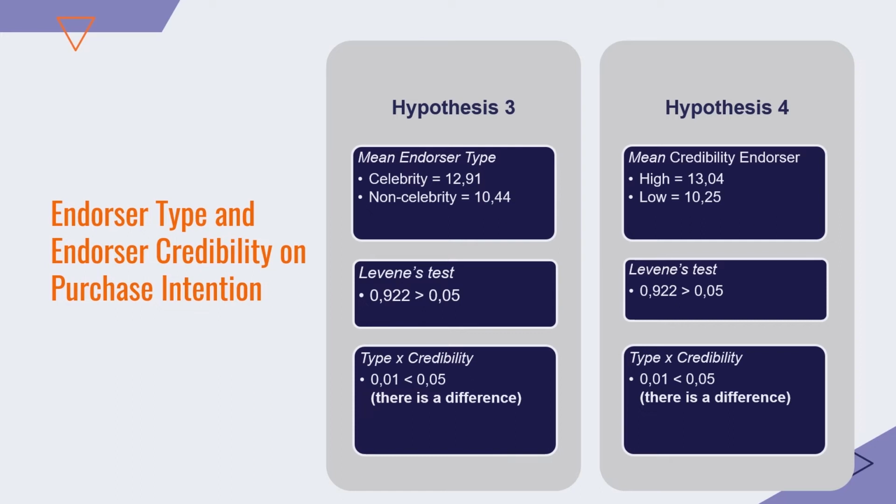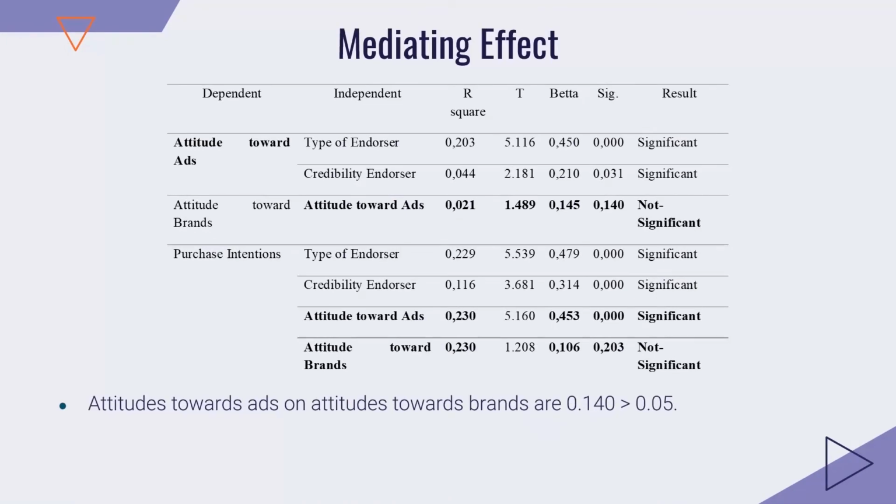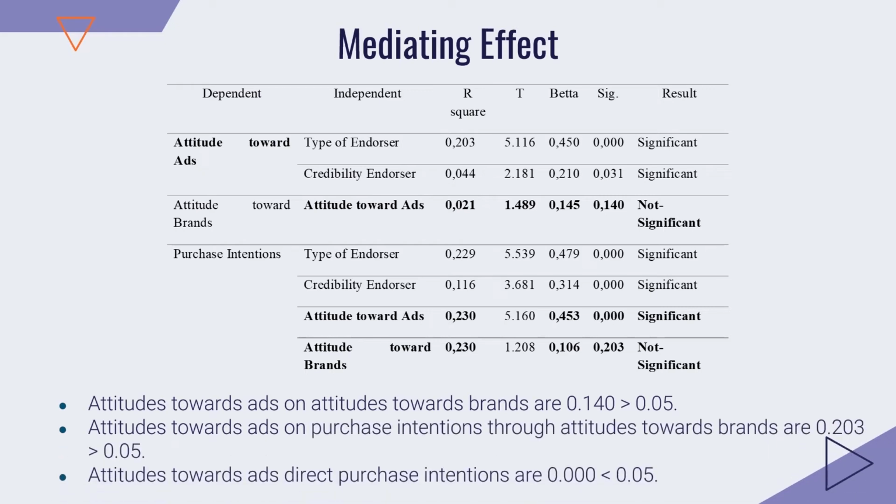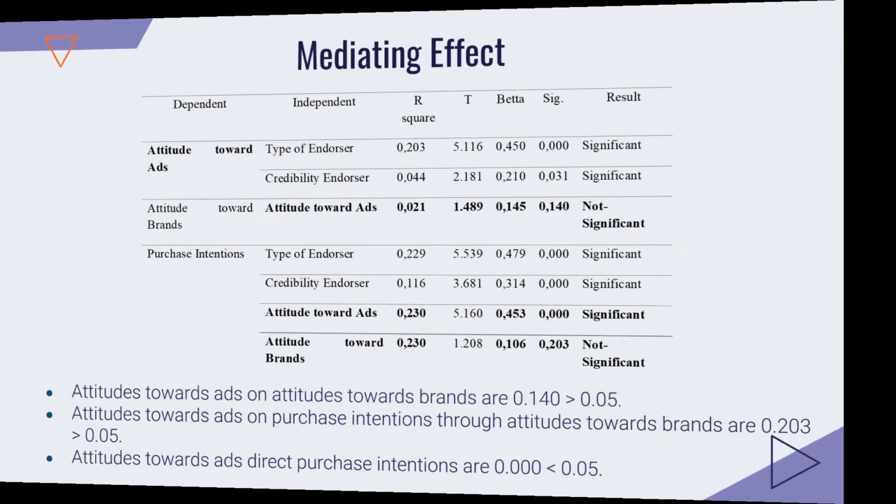The t-test value of endorser credibility is 0.01, which is lower than 0.05. That means there is an average difference in purchase intention between the group of participants who were treated with high credibility and low credibility. Mediating effect, or hypothesis 5. As we see in the table, the effect of attitude towards advertisement on purchase intention is not mediated by attitude towards brand. Attitude towards ad is directly related to purchase intention.